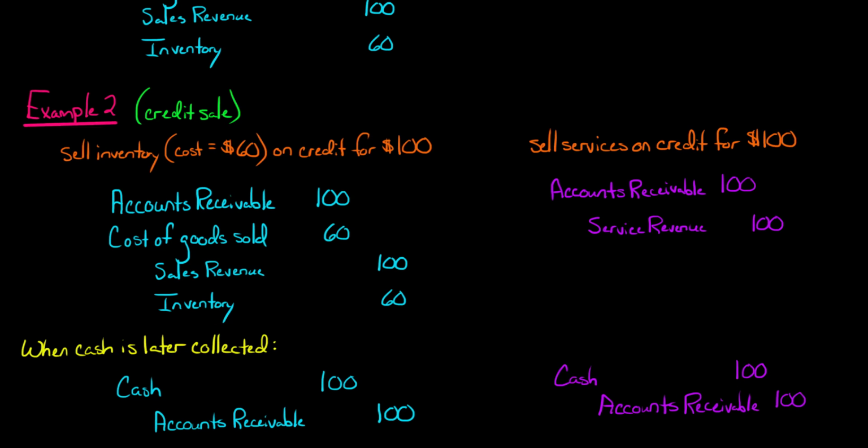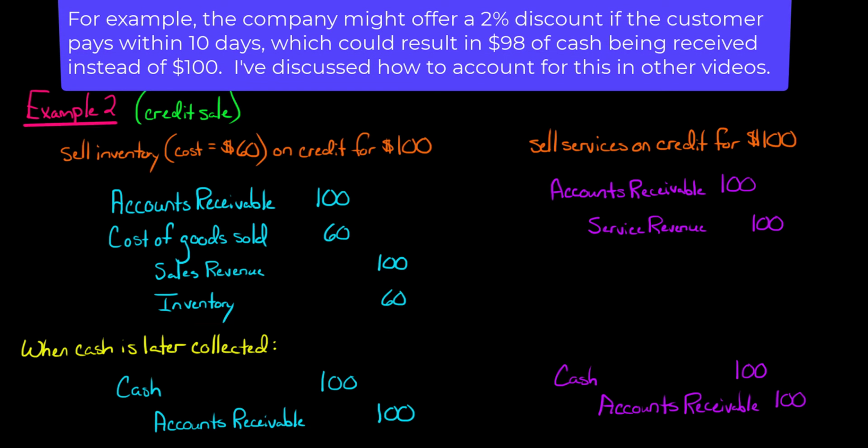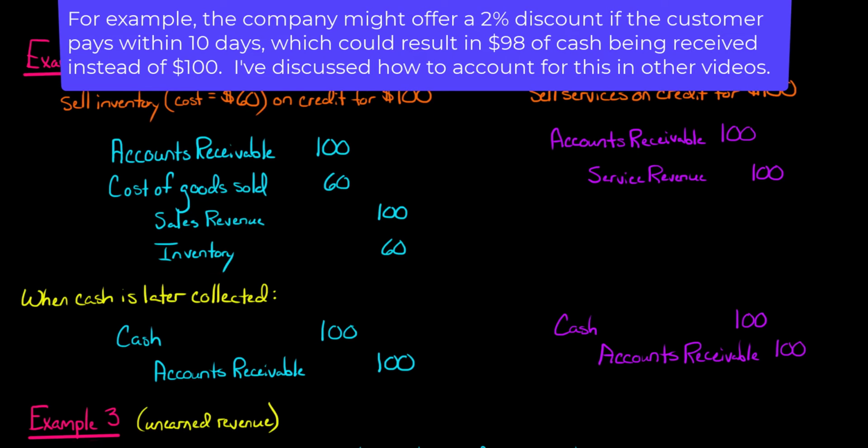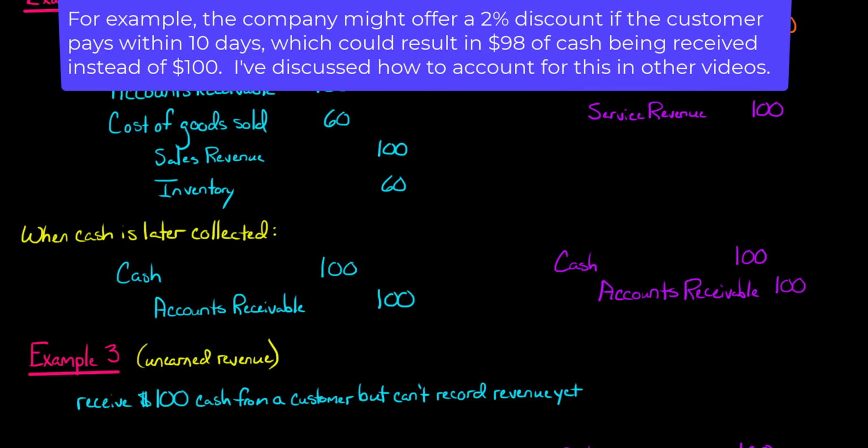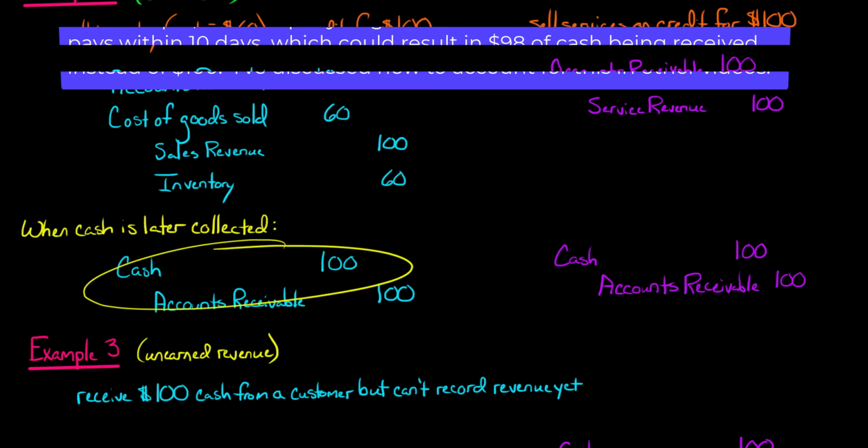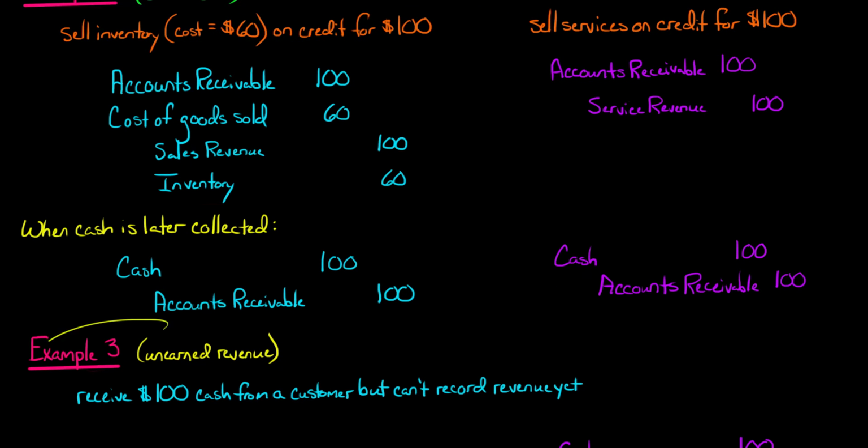Now, I'm going to ignore the scenario in which some companies will offer a discount for early payment and things like that. So we're going to ignore that because I have other videos on that. Okay, so let's just assume there was no discount for early payment or anything like that, so they just received $100.